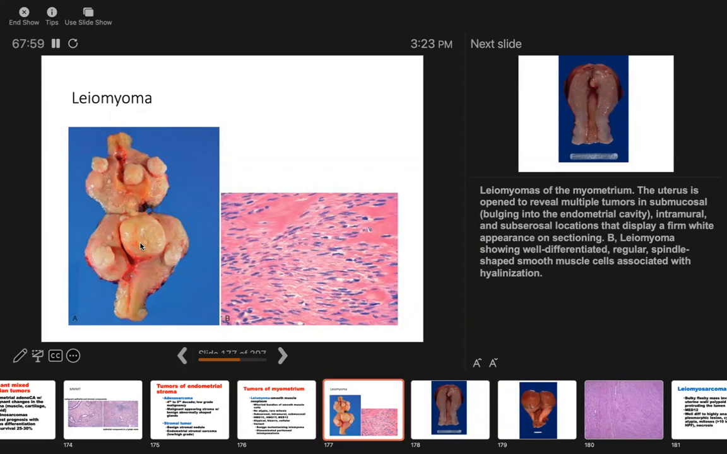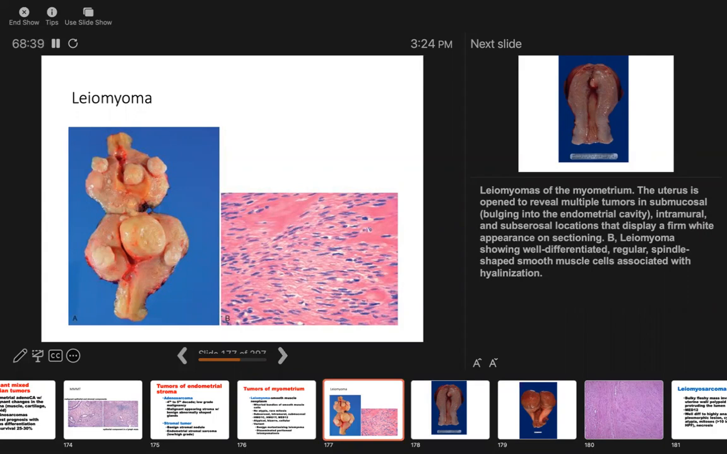There are three locations of myoma. One, it may be submucosal, meaning it is covered by the endometrium. Okay, so that's submucosal. It can be embedded in the myometrium, and that is what you call intramural. Or it may create protrusions that actually distort the shape of your uterus, and that is what you call subserosal. Whatever the type, leiomyoma is a benign tumor of smooth muscle origin, and it is perhaps regarded as the most common tumor in women.